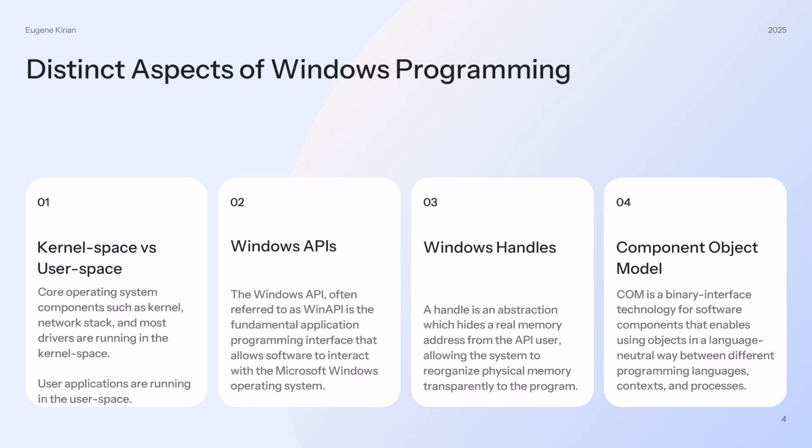Next is the Windows API, or WinAPI, which is the interface that lets software talk to the operating system. Then there are Windows handles, which are like opaque identifiers that let the system manage memory and other resources of a computer without exposing the underlying implementation. And finally, we've got the Component Object Model, or COM, which is a technology that lets software components communicate with each other in a language-agnostic way. Understanding these concepts will give you a solid foundation for digging into Windows applications.